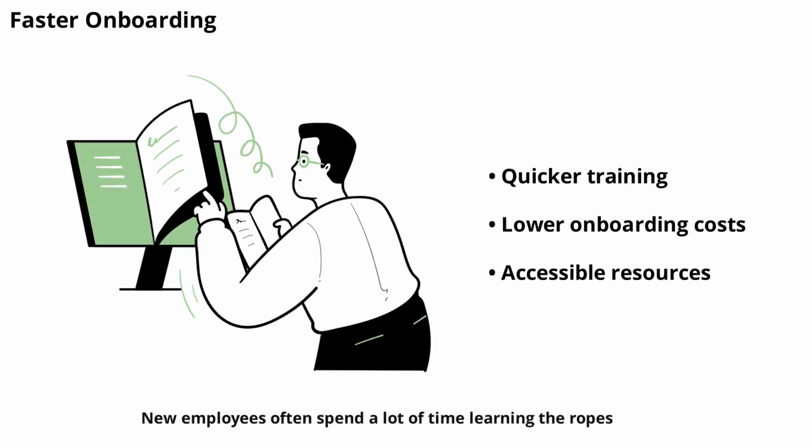New employees often spend a lot of time learning the ropes. A knowledge base speeds up onboarding by giving them instant access to company policies, procedures, and FAQs. To estimate the value, calculate the reduction in training hours per new hire and multiply by the number of hires and their hourly wage. This shows how much you save on training costs each year.